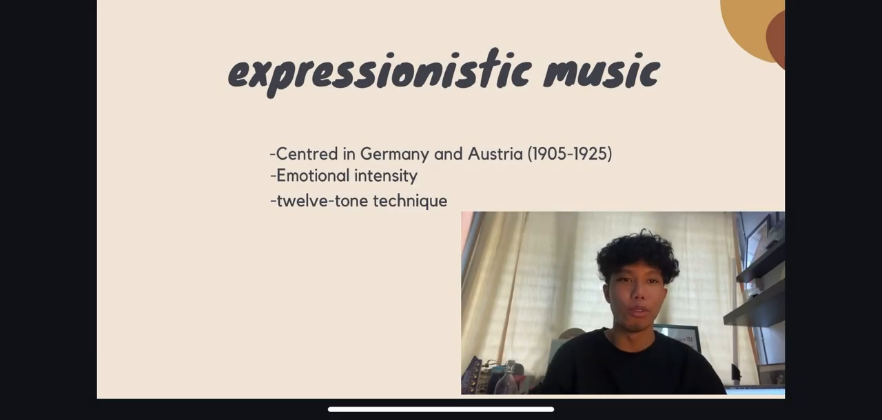Now to expressionistic music. Expressionistic music was largely centered in Germany and Austria from 1905 to 1925, and it has a more emotional feel. It is often used with a technique called the 12-tone technique that was invented by one of the famous expressionistic composers.